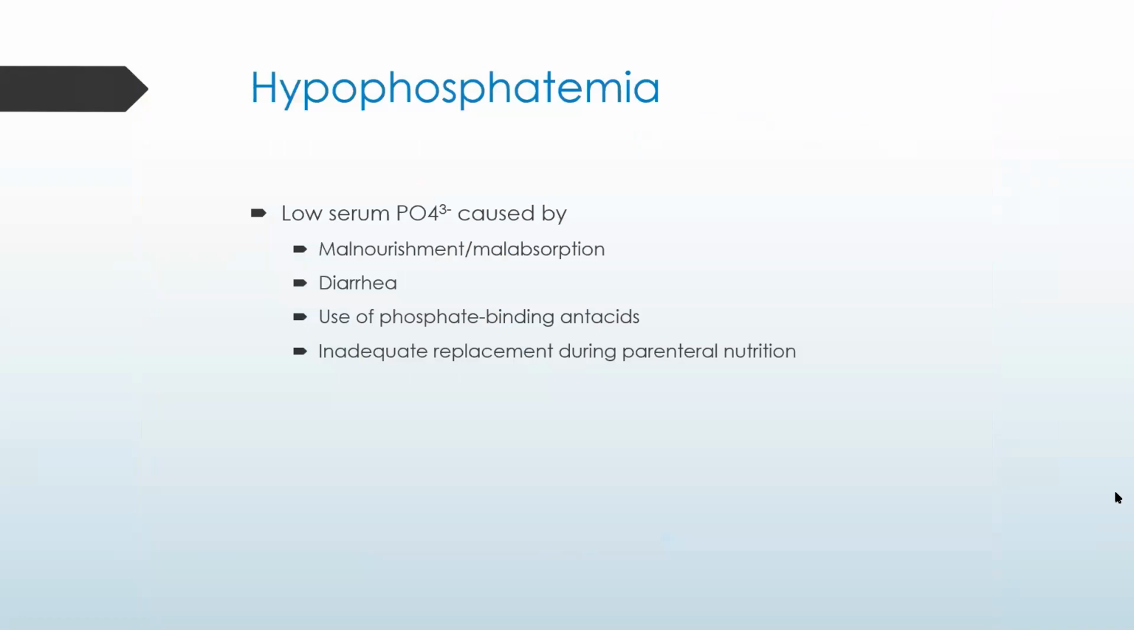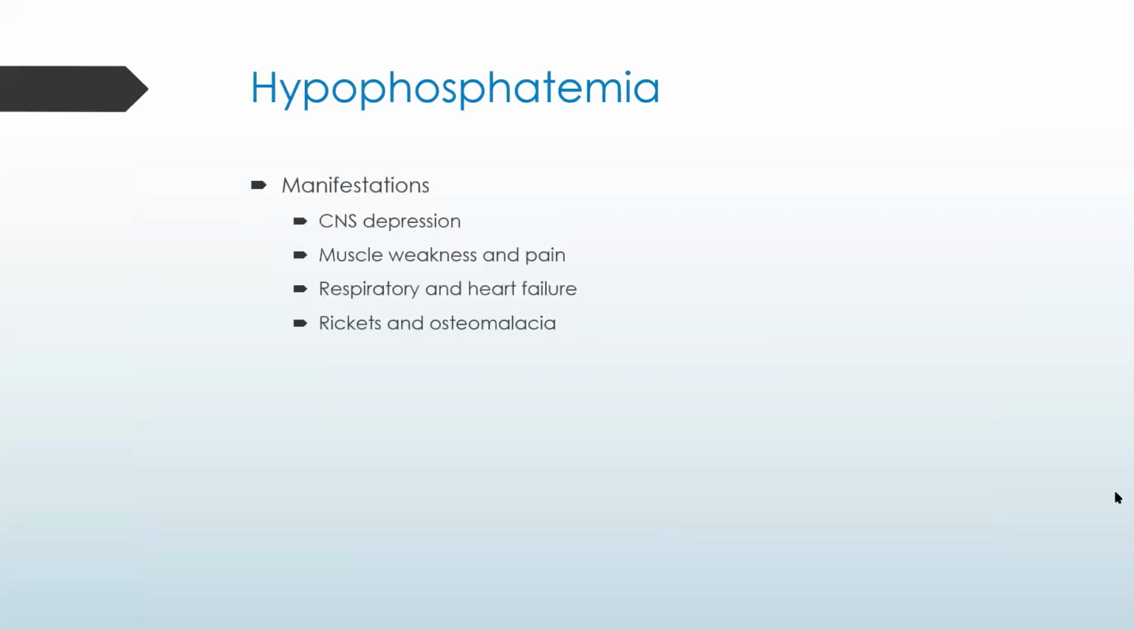Okay, so I'm back with hypophosphatemia, low serum phosphate, and can result from decreased intestinal absorption, increased urinary excretion, or from extracellular fluid to intracellular fluid shifts. Malabsorption, diarrhea, and phosphate binding antacids lead to decreased absorption. Hypophosphatemia may also occur in those who are malnourished or receive parenteral nutrition and inadequate phosphate replacement.